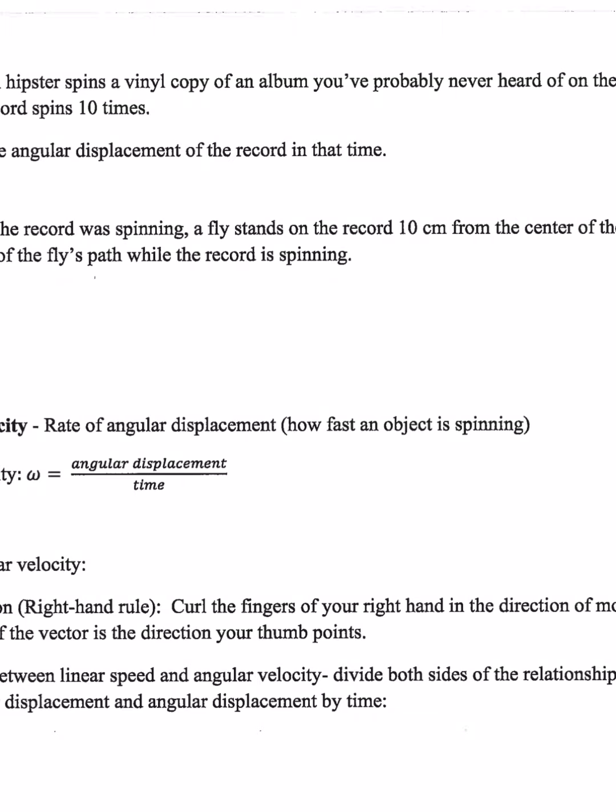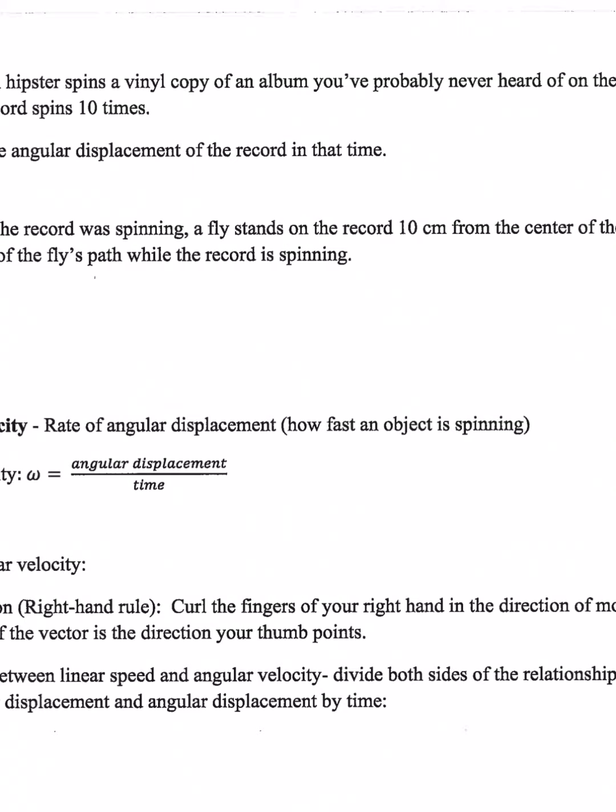There are 2 pi radians in how many degrees? 360, right? 2 pi times 10, so we end up with what? 20 pi radians. See, simple. You just got to think about it the right way.